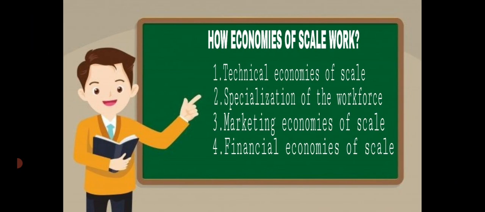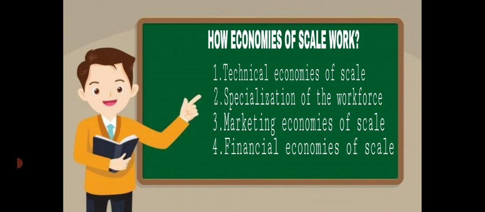How do economies of scale work? The economies of scale can be practiced in the following areas. First one, technical economies of scale. Second one, specialization of the workforce. And third one, marketing economies of scale. And last one, fourth one, financial economies of scale.